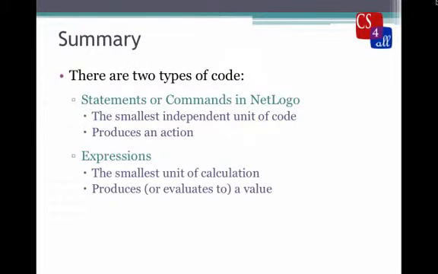So in summary, there are two types of code. Statements, or commands as they're known in NetLogo. These are the smallest independent units of code, and they produce an action. And expressions, the smallest unit of calculation, which produces or evaluates to a value.